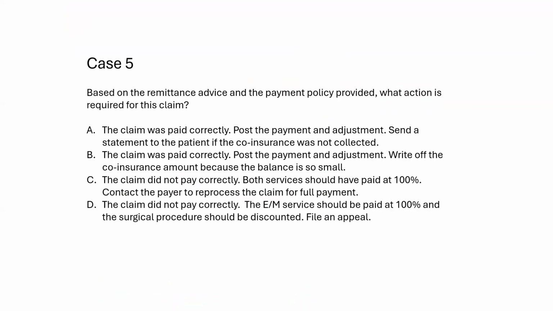Contact the payer to reprocess the claim for full payment, or D, the claim did not pay correctly, the E&M service should be paid at 100% and the surgical procedure should be discounted. File an appeal. The first two options state that this was paid correctly and the other two that it was paid incorrectly. This could be helpful when using the process of elimination. Let's review the accompanying documentation.